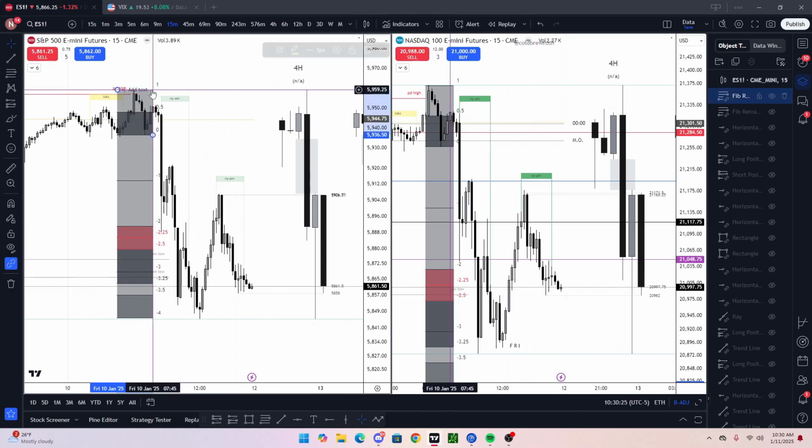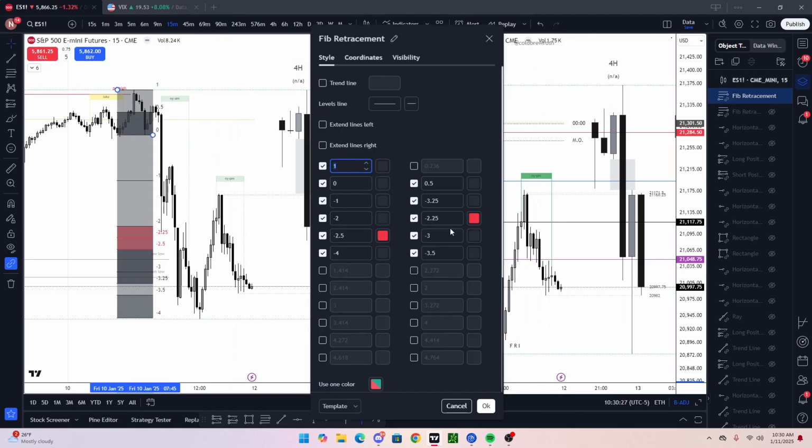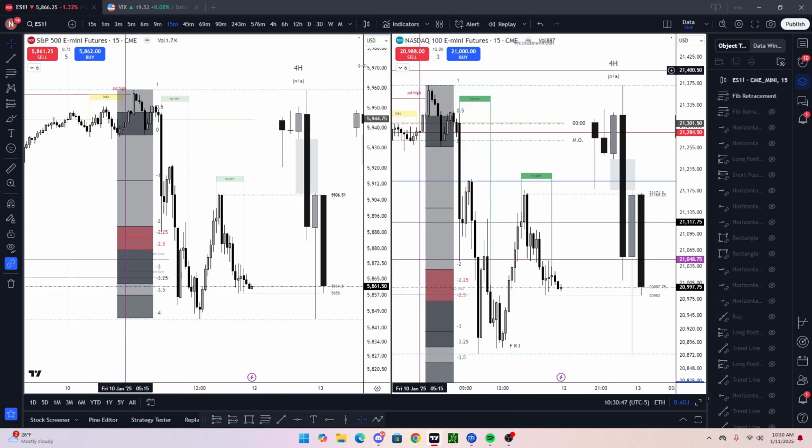So you're going to want to save these settings. It's pretty simple settings. From -2 to -2.5, we like to see a retracement or reversal. And then if we just get a retracement, our targets are going to be -3, all of these. So just -3.25, -3.5, and then -4 as terminus.